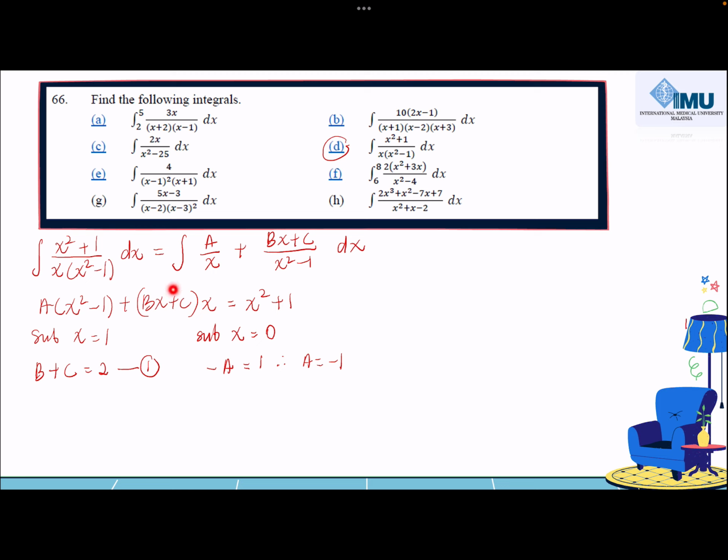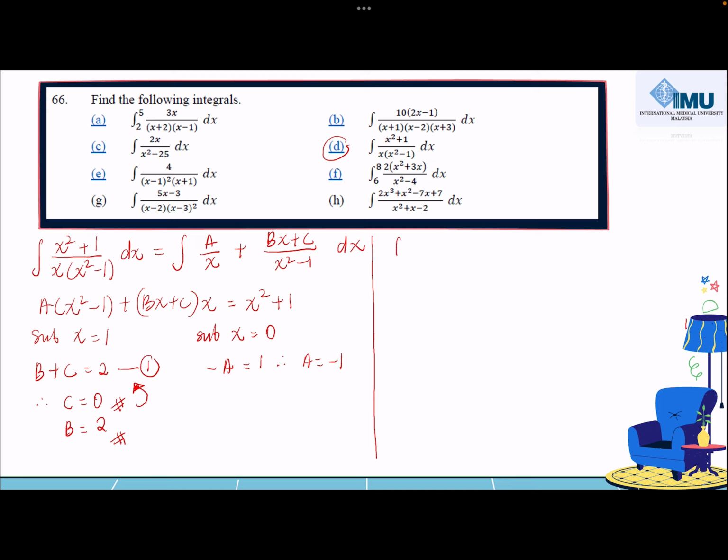Now, this is the left-hand side. What happens to your right-hand side? What is your coefficient of the x term? Correct, 0. Hence, you know already that C equals 0. Once you obtain C equals 0, you can substitute into your first equation to evaluate the value of B. In this case, you will obtain B equals 2. Once you have obtained all the coefficients A, B, and C, you can complete your integration process.